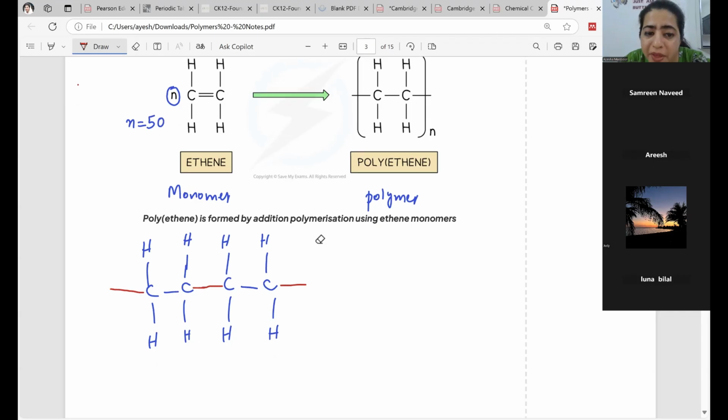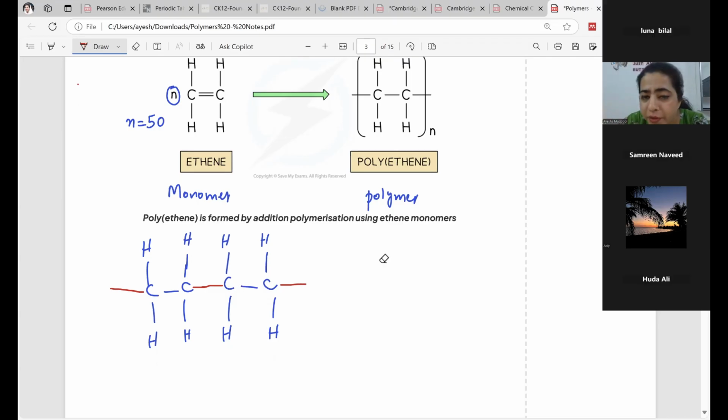Okay. So in the same way, they can have one more monomer connected over here, the fourth one, the fifth one, like this. They will keep on repeating the same thing, breaking the double bond, making the single extended bonds on both sides, joining them together, and that's it. That's how they will make long, long chains over here.